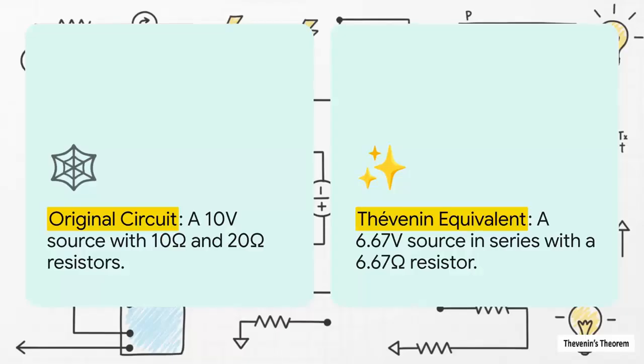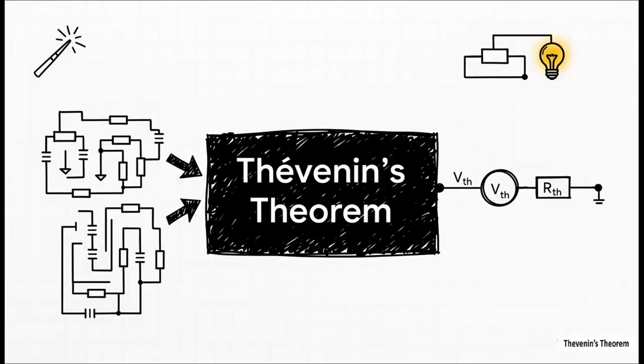And here is the transformation. That complex circuit we started with, a 10-volt source with a 10 and 20 ohm resistor, is on the left. And on the right is our new, simple equivalent, built with the values we just found. The magic is that for any load you connect, the circuit on the right behaves exactly like the one on the left. It's incredible. So why does all this matter?